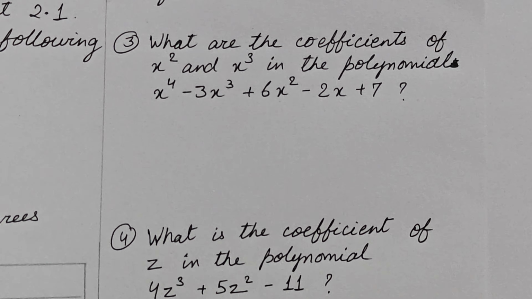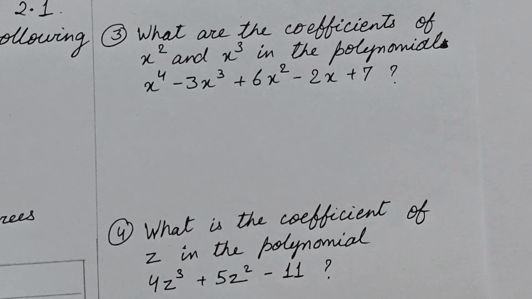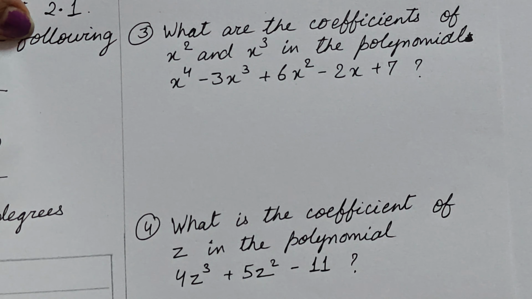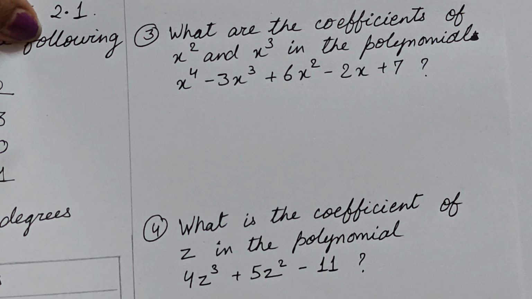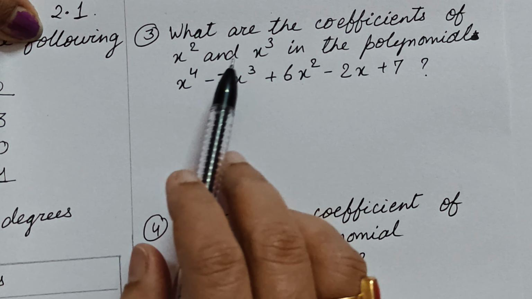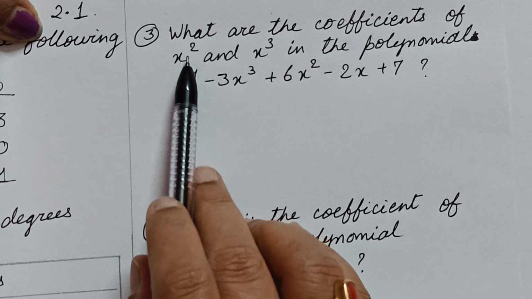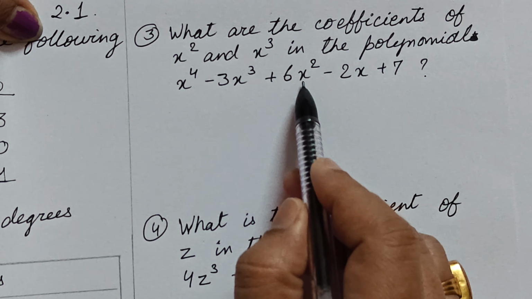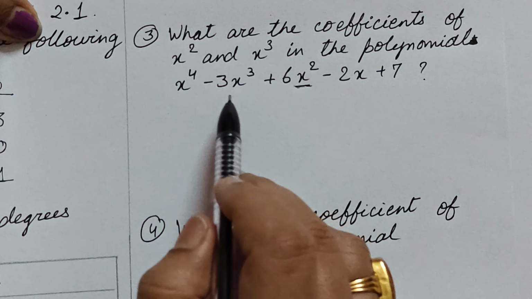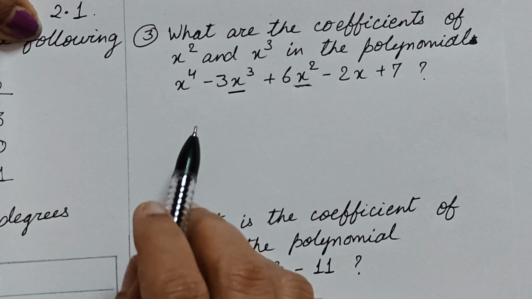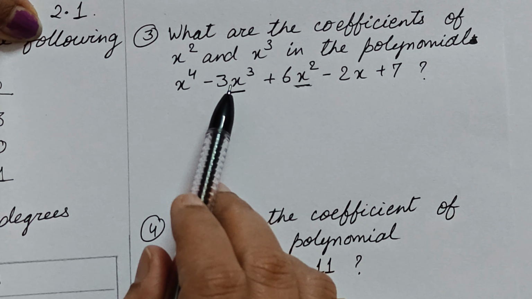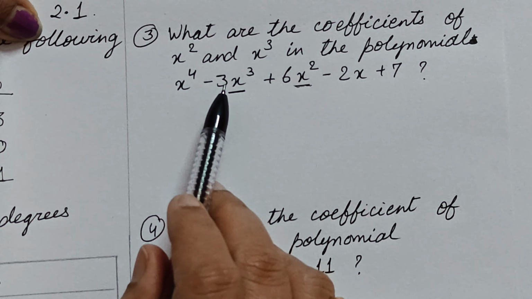Let us move to the next question. Next question you can see, what are the coefficients of x square and x cube in the polynomial x raised to 4 minus 3x cube plus 6x square minus 2x plus 7. Coefficient of the x square. Here is x square, right? And x cube is here. What is coefficient? Simply the number that is written just before the variable, that is coefficient.